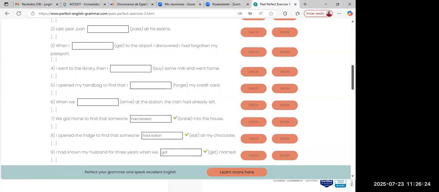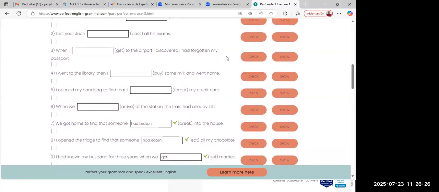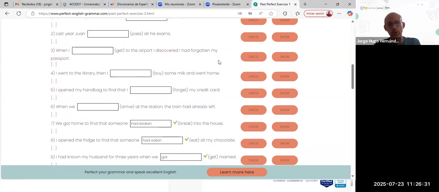I had known my husband for 3 years when we got married. When we say get married, remember that is when you become husband and wife. It doesn't mean get married, no? Get married. And in past, of course, the past of get is got, no? So, got married. I had known my husband for 3 years when we got married. Next, Steven.